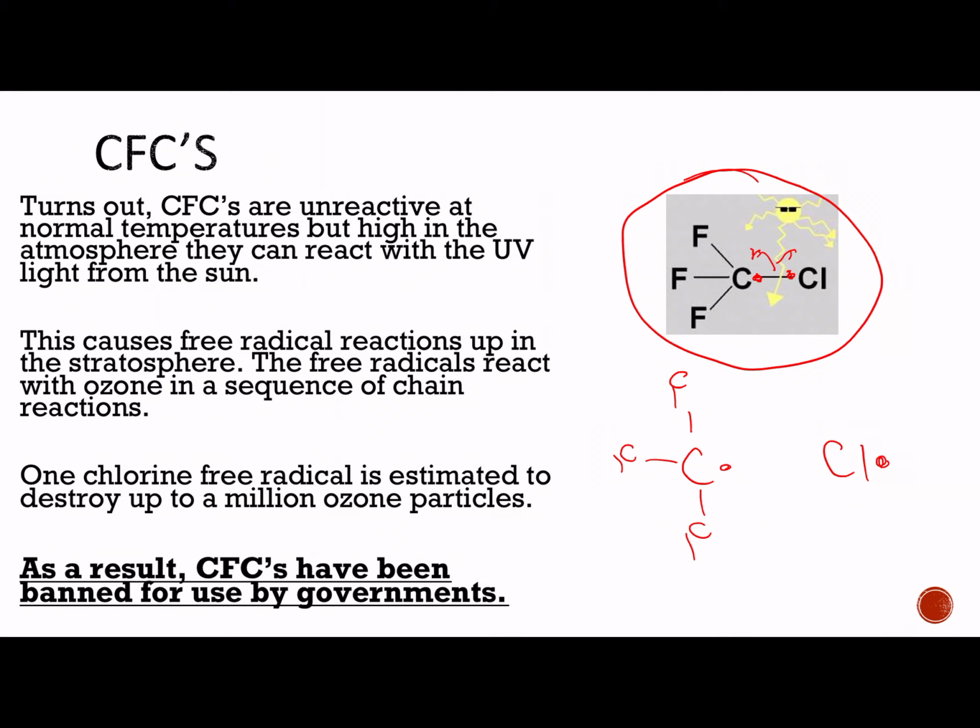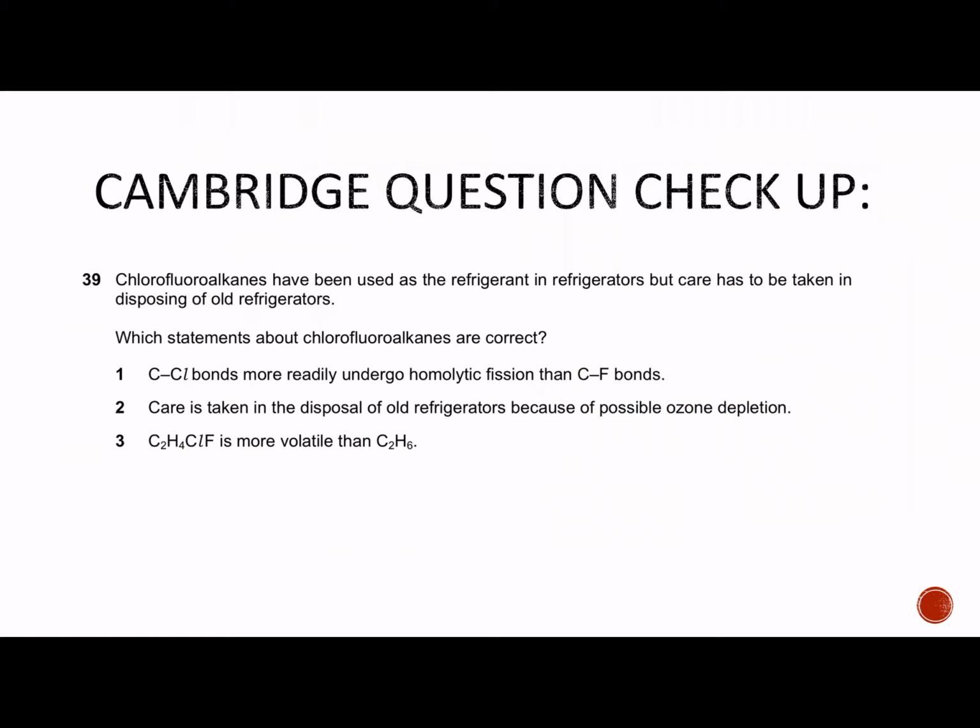You end up with free radical chlorine, which attacks anything that it can, like free radical substitution, and it reacts with ozone in a sequence of chain reactions. It turns out that one free radical from a chlorofluorocarbon can destroy up to 1 million ozone particles. So that's why it's been banned for use. That's why you don't really see them anymore. Chlorofluoroalkanes have been used as refrigerants, but they're no longer used. But they have to be taken care of when disposing of refrigerators.